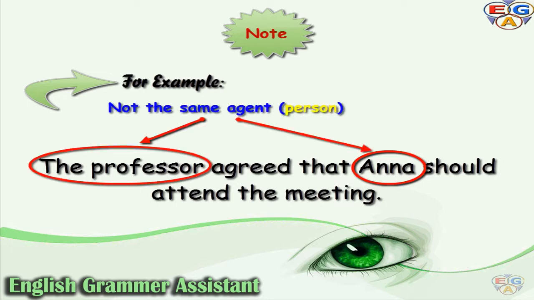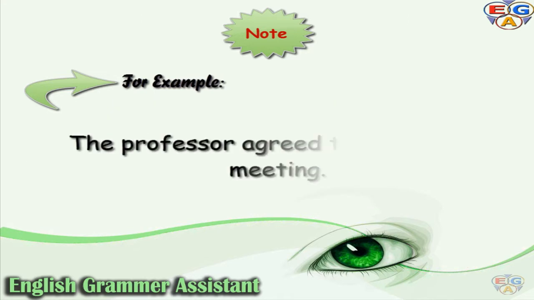If we reduced it, for example, the sentence would be like this. The professor agreed to attend the meeting. This means that the professor agreed that he, himself, attends the meeting, not Anna. This shift of the reference of the action attending the meeting from Anna to the professor is a distortion of the meaning of the original sentence.